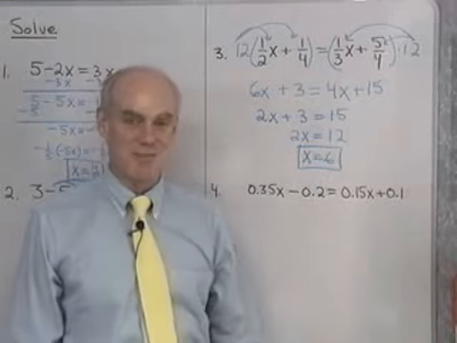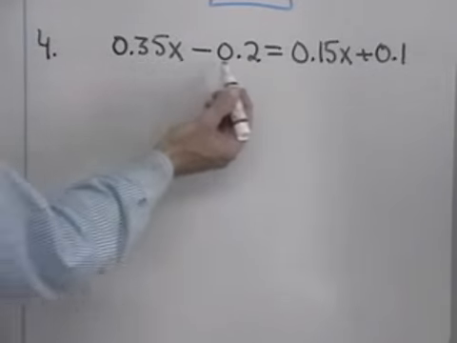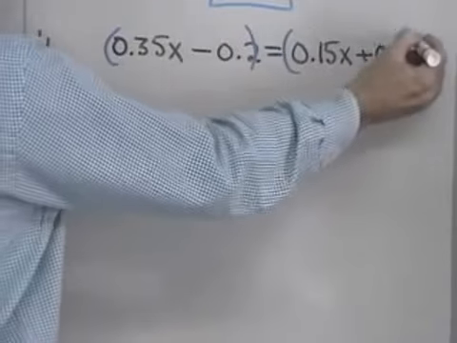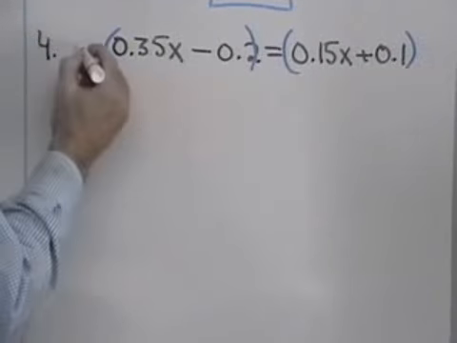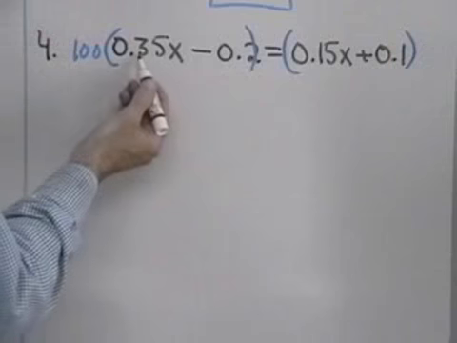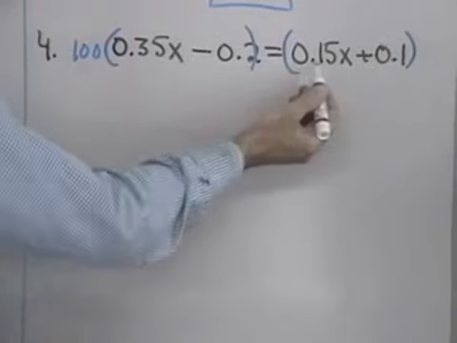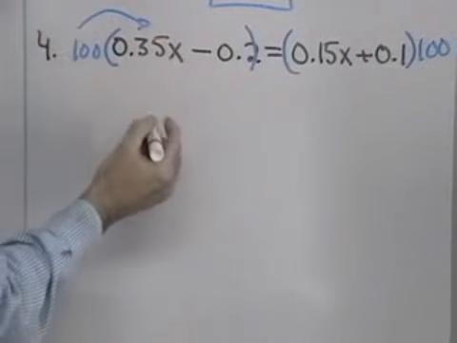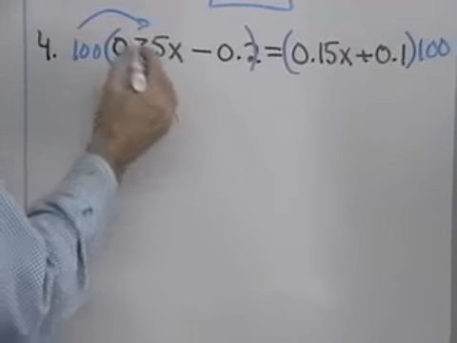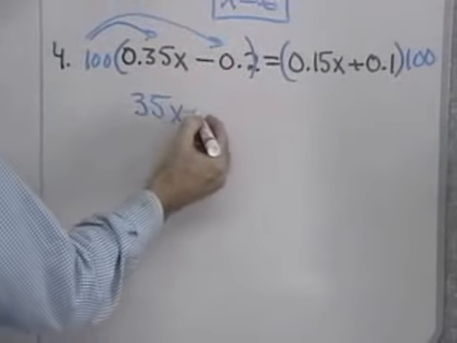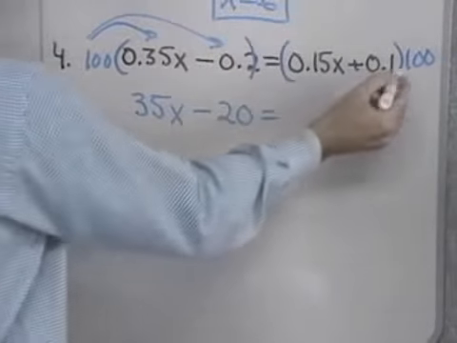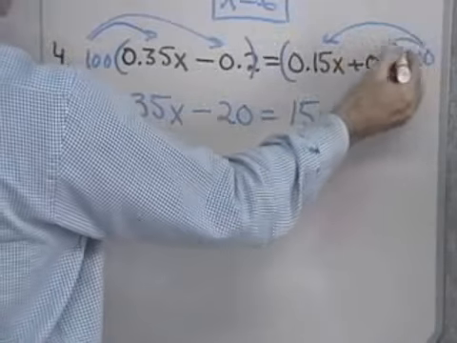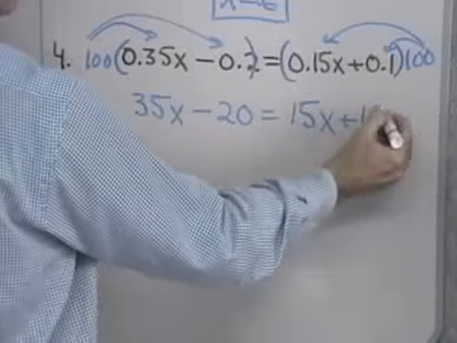Here's a problem that involves decimals. I'll do the same type of thing here. I can work with the decimals if I want, or I can also multiply both sides by a power of 10 that will remove the decimals. So since I have 0.35 here and 0.15 here, I'll multiply both sides by 100. So 100 times 0.35x is 35x. 100 times 0.2 will be 20. And then here, 100 times 0.15x is 15x. And 100 times 0.1 will be 10.